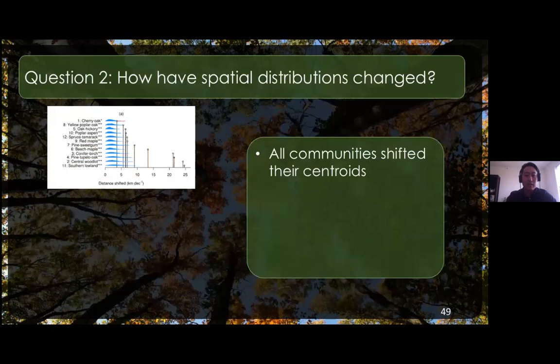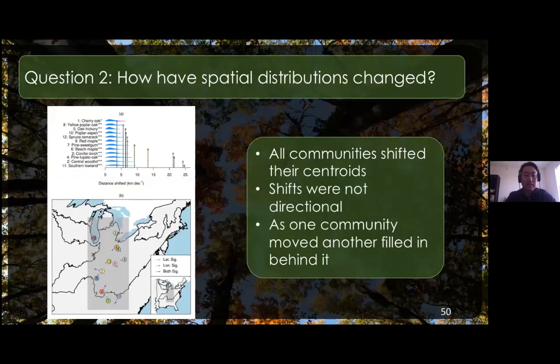So the second question that I wanted to answer was whether the spatial distributions of these communities have changed. What I found is that all of these communities are shifting their centroids further than you would expect by random chance. We use that same weighted centroid method, but instead of the weighted centroid of a species, it's the weighted centroid of a community. All of these went further than we expected by random chance if they were just randomly shifting around the country.